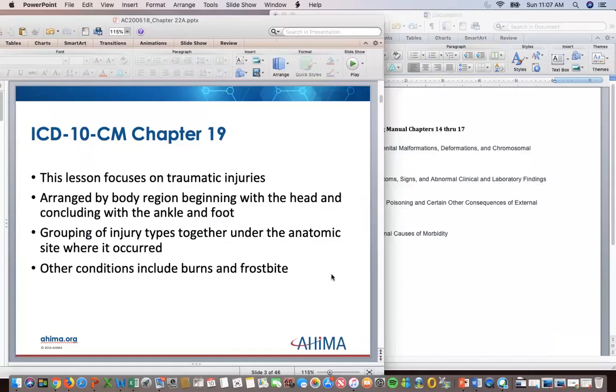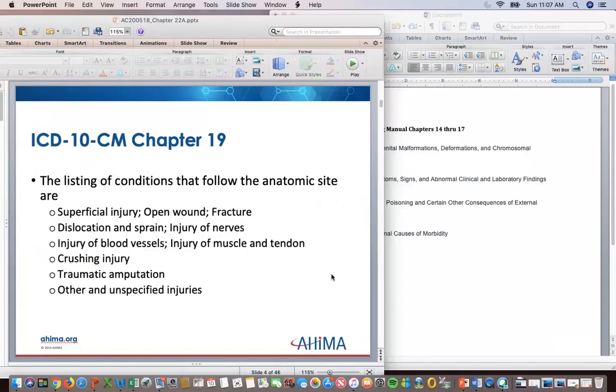Okay, so I'm going to just hit a few of these as we are hitting an hour time limit here. So chapter 19 is traumatic injuries. They are arranged by body region, beginning with the head and concluding with the ankle and the foot. Injury types are grouped together under the anatomical site where they occurred. Other conditions include burns and frostbite. And again, as I mentioned, there is a listing of the conditions that follow that anatomical site.